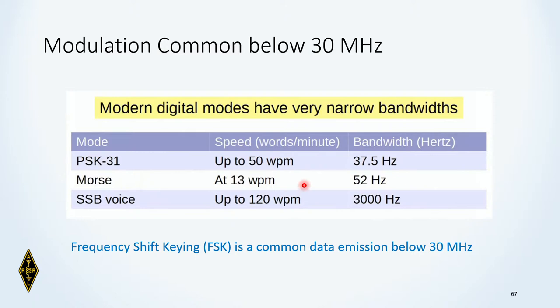Morse at 13 words per minute requires about 52 hertz of bandwidth. It takes up that much spectrum. And single sideband voice, as we've seen, can be 3,000 hertz. And the typical person will talk up to 120 words per minute.